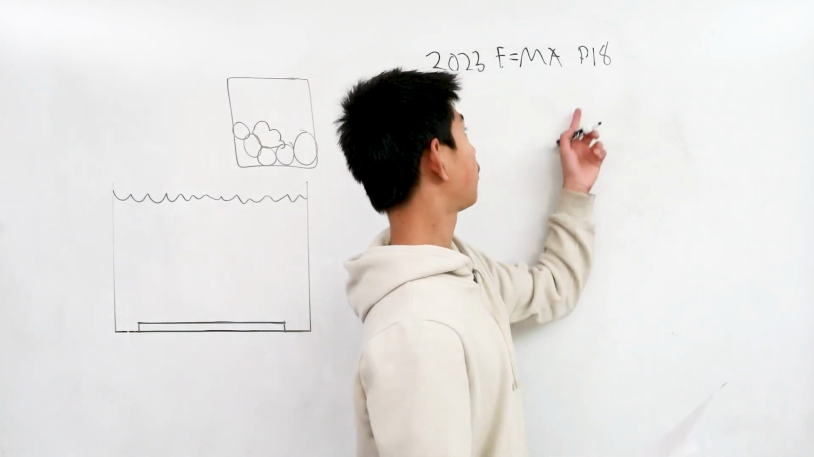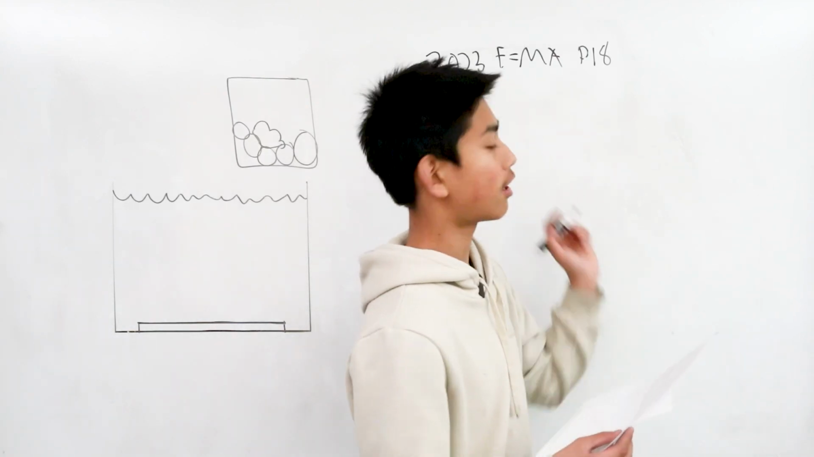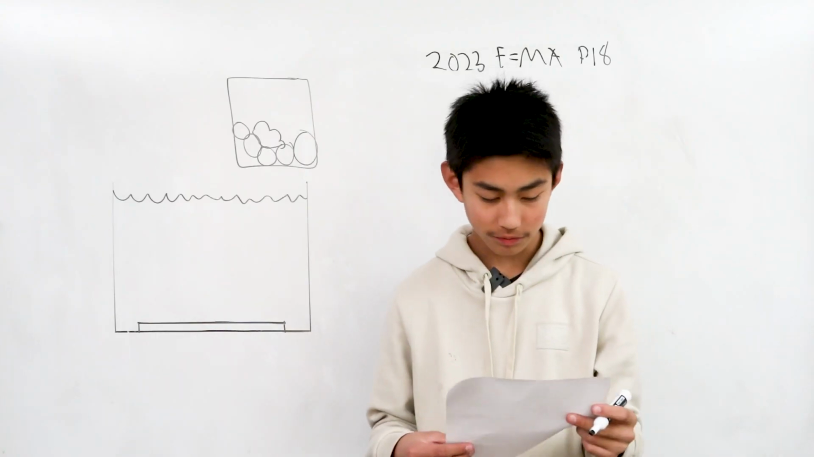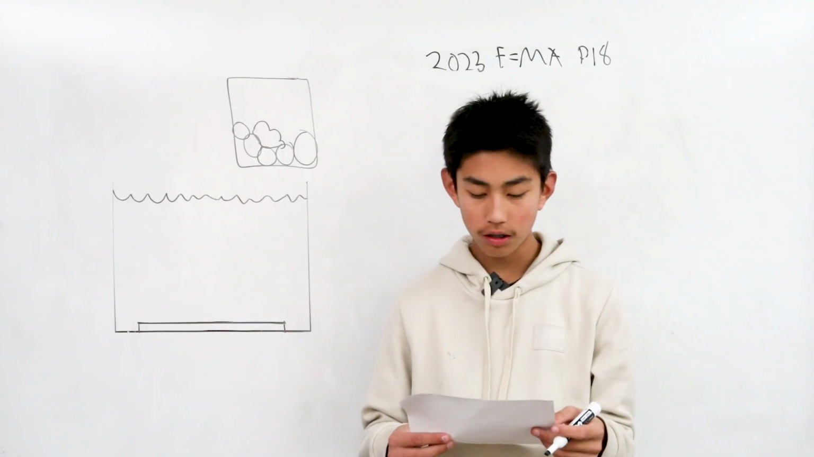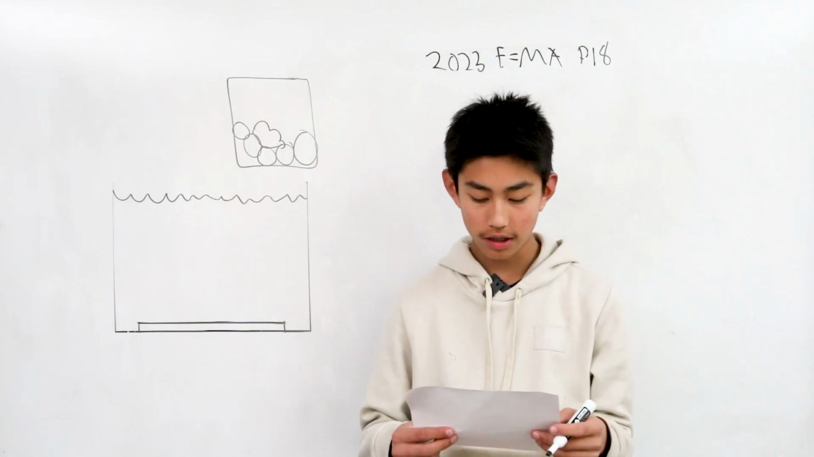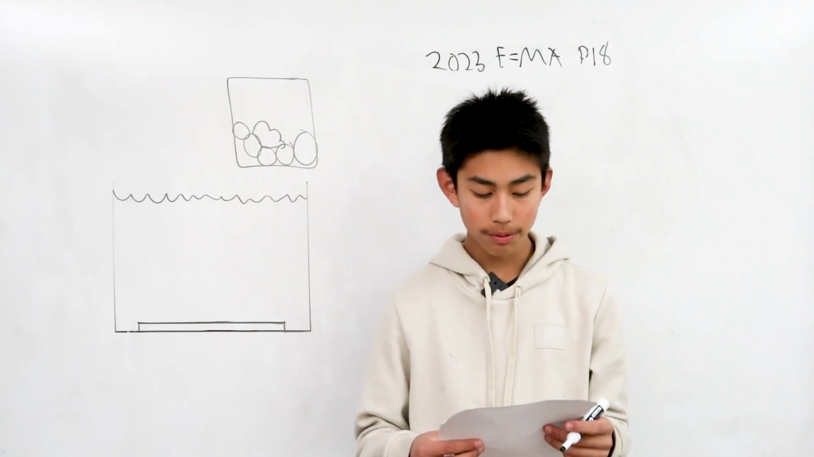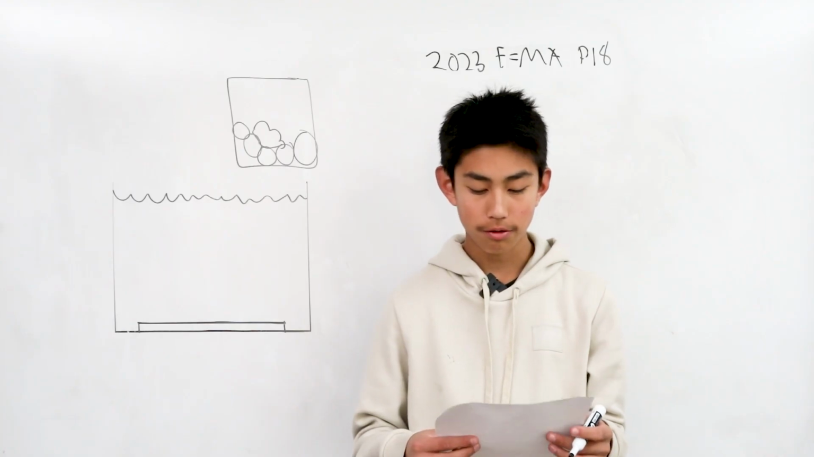We're solving problem 18 from the 2023 F equals MA exam. Alice, Bob, and Carol are each given identical airtight bags containing identical rocks and a large tub of water with the scale sitting on the bottom.